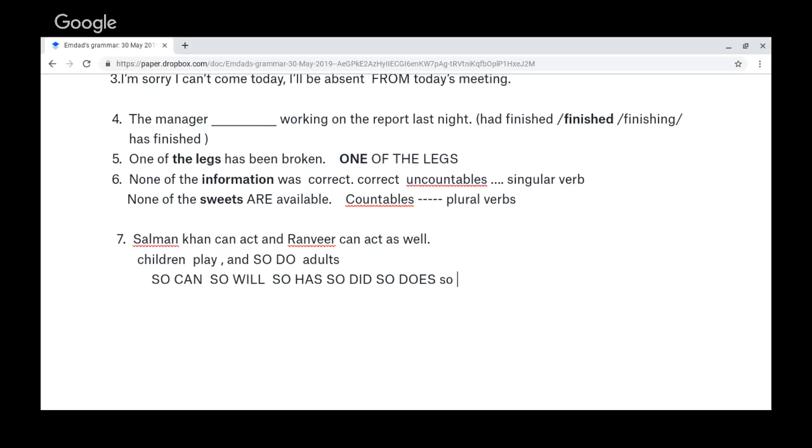So whenever you have two activities, you can write both activities by using any of those auxiliaries by just adding so at the beginning. Can you copy all of them? So can, so will, so has, so did, so does, so do. Everyone, copy all of them.